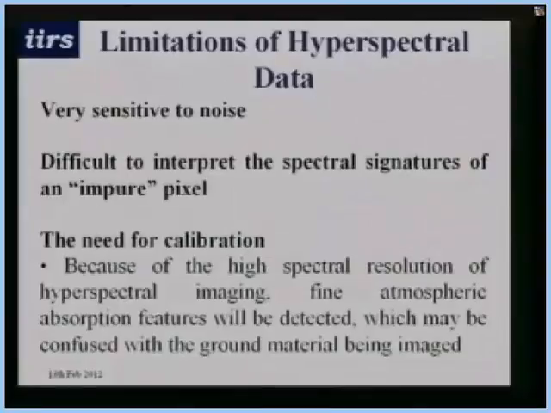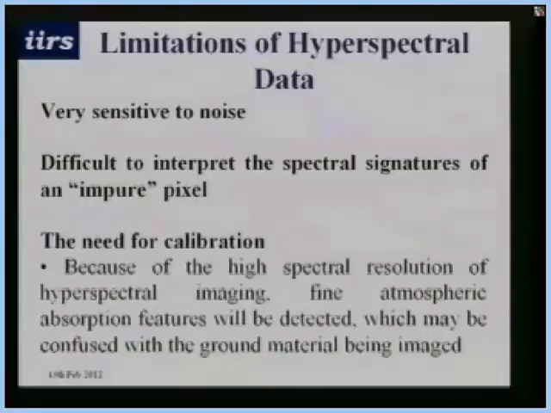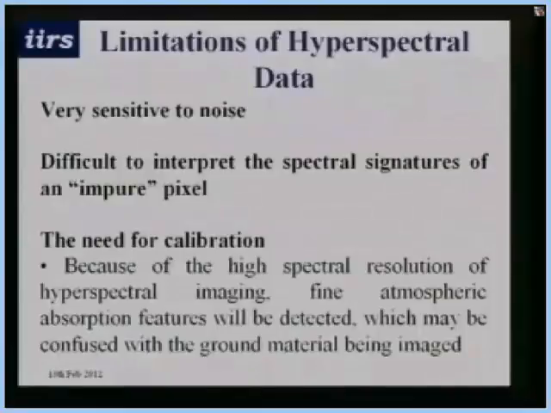Since we are collecting a large amount of data, they are sensitive to noise. It's difficult to interpret the spectral signature of an impure pixel, because an impure pixel means it consists of many land cover features within one small pixel on the ground. So the reflectance spectrum would be a combination of the features present within that pixel. So it's very difficult to identify or interpret the spectral signature of an impure pixel in the case of hyperspectral.